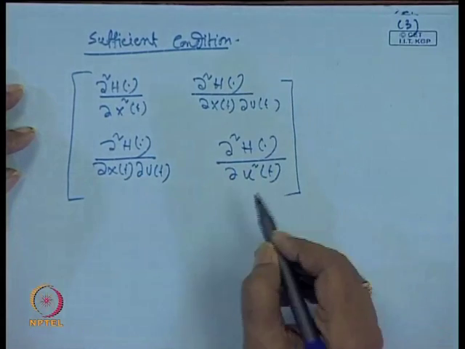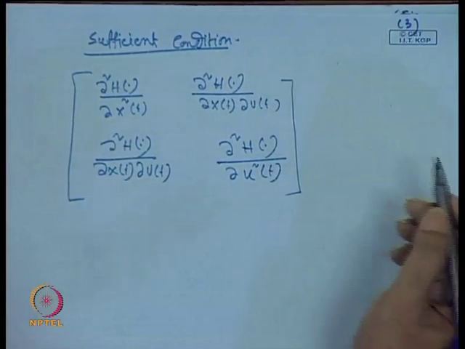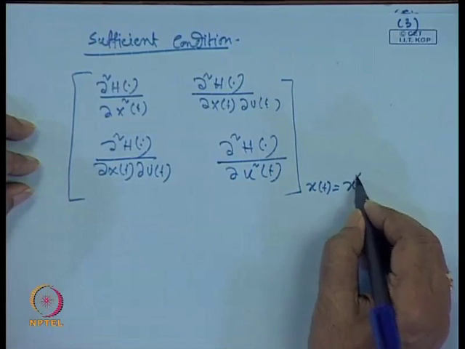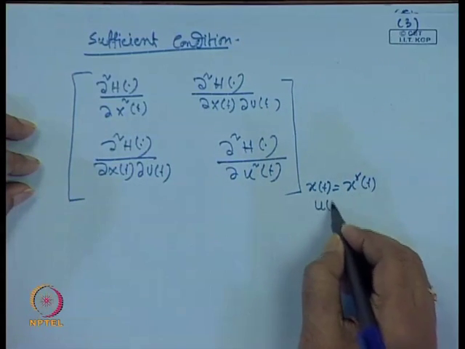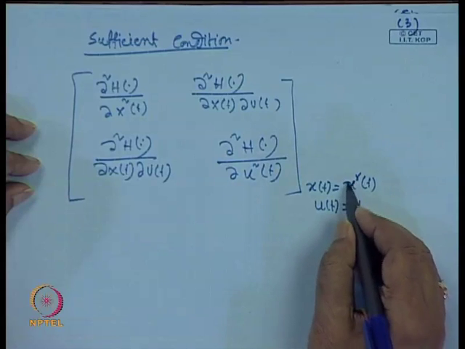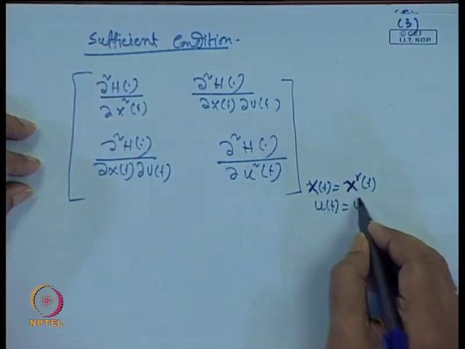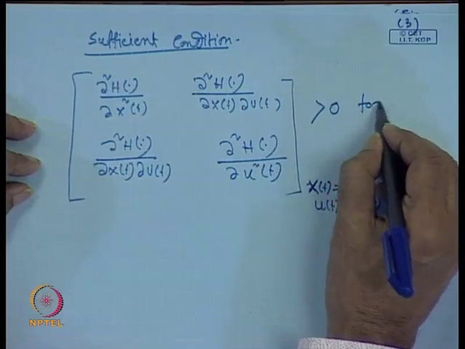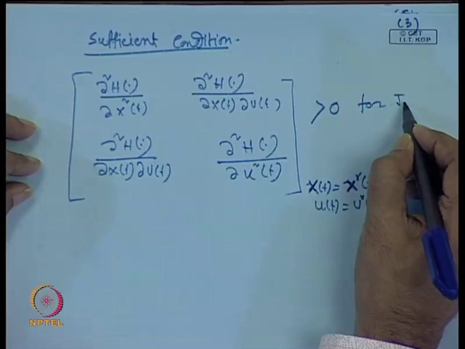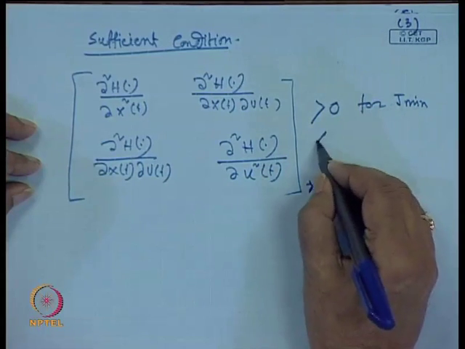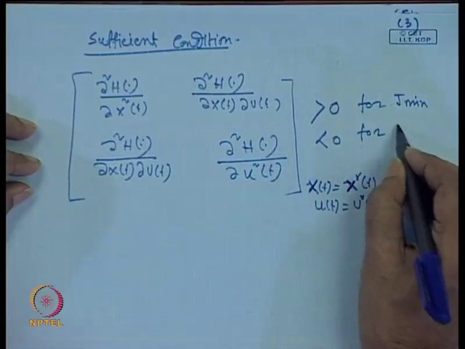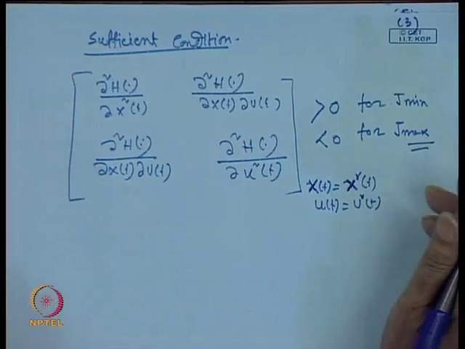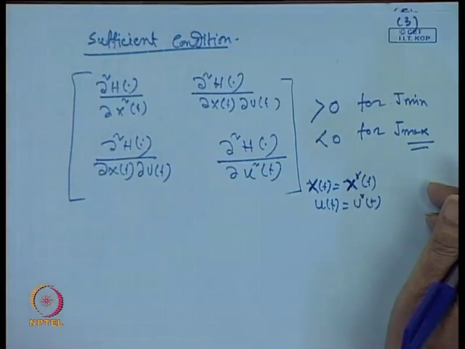This you find out, agree, along the trajectories, that whatever solution you got, x of t, let us call that solution x star of t, and u of t you got, let us call u star of t. And if it is greater than 0, you conclude that J minimum we got. If it is less than 0, it is for J maximum, that you have to check. So, we know how to solve these problems.